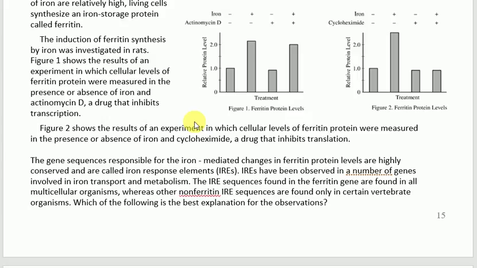The IRE sequence found in the ferritin gene are found in all multicellular organisms, whereas other non-ferritin IRE sequences are found only in certain vertebrate organisms. Which of the following is the best explanation for the observations? And then normally it would have multiple choice and everything. But the point here is that it tells you right here they are found in all multicellular organisms. So what that tells you is that it's going to indicate a common ancestor.